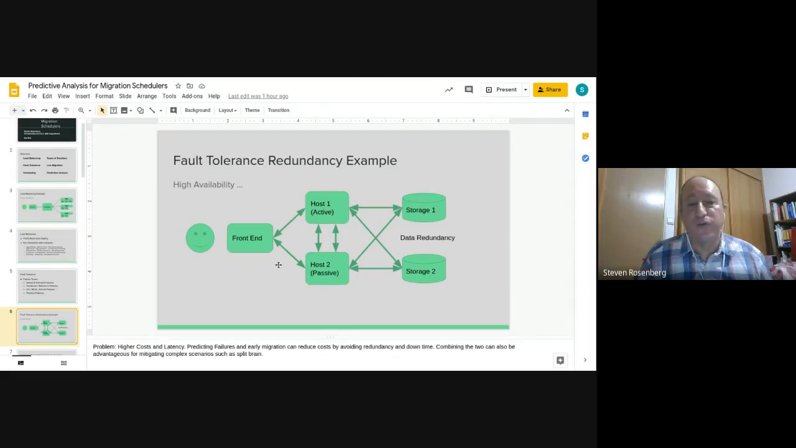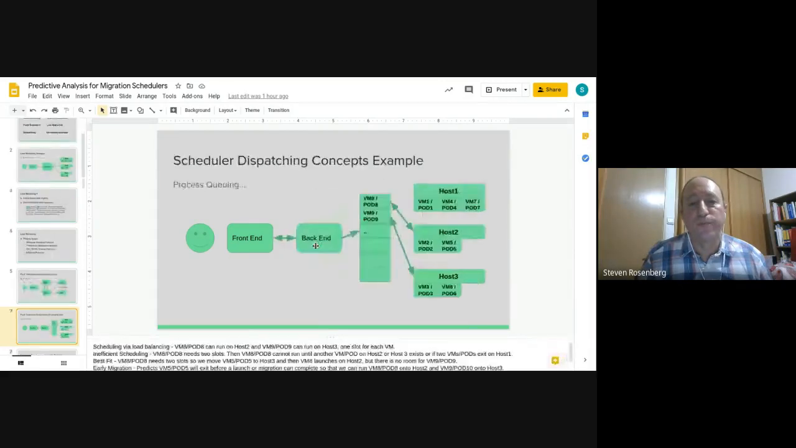There's also issues of a split brain. If somehow both of the processes can't communicate with each other, you can have what's called a split brain scenario. So there are many problems with this type of redundant solution.